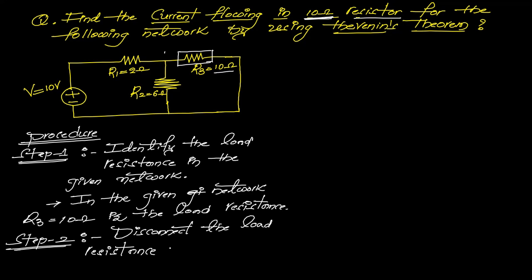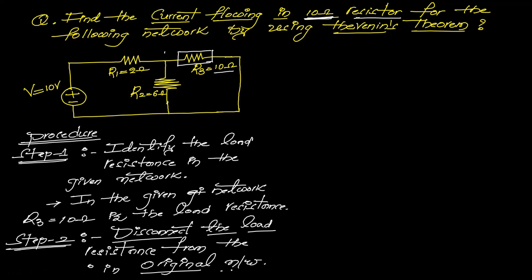Disconnect the load resistance from the original network. Okay, so what is the next step? Actually, disconnect the load resistance. It means in step number 1 we identified the load resistance, that is R3 equal to 10 ohm is the load resistance. Now step number 2 is to disconnect the load resistance from the original network.